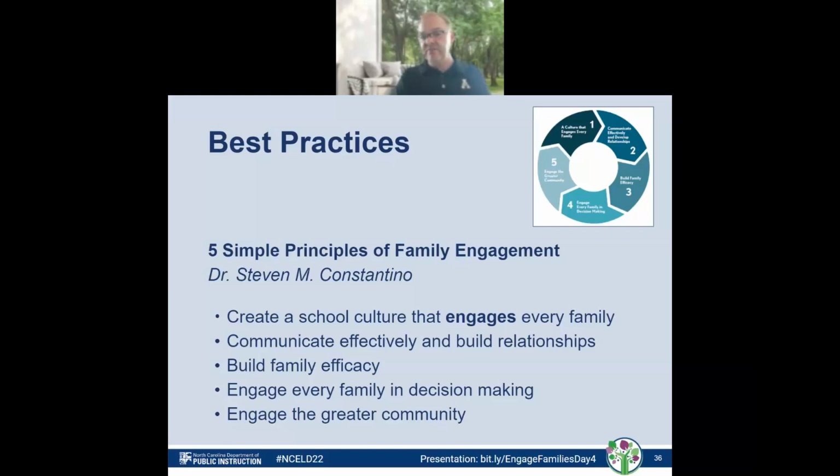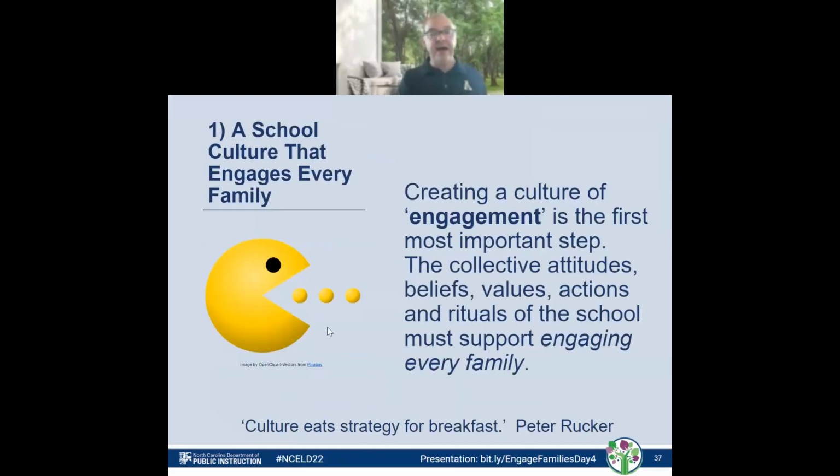And he looked at it as a logic model, and his logic model is up here in the right-hand corner, and you can see that he looks at it kind of as a cycle, but also that it does start with, first you have to create the culture, then you communicate effectively and build relationships. And then once you've done that, you can build family efficacy. And once you've done that, you can engage every family in decision making. And once you've done that, you can engage the greater community. And then that cycle builds upon itself, right? It continues.